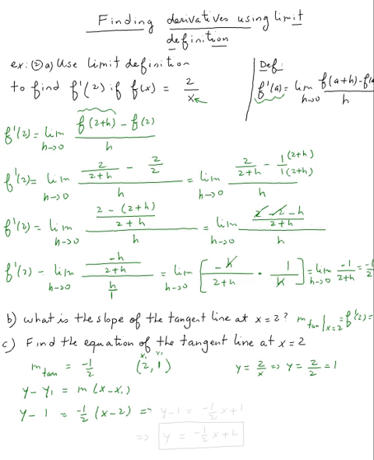Now all I need to do is distribute. y minus 1 is equal to negative 1/2 x. Negative 1/2 times negative 2 is plus 1. Now I'm going to add 1 to both sides, and I get y equals negative 1/2 x plus 2, and that would be the equation of the tangent line. And that's it.